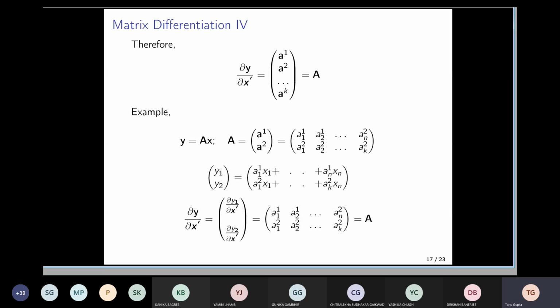Similarly, you can check this yourself: if you want to find del y by del x, I'm talking about del y by del x, it will be A prime. I have just shown you that del y over del x prime will be A, but if you want to find del y over del x, it will be A prime. So you can check this yourself. Does anyone have any problem or confusion so far? If not, then I can move to the next slide.